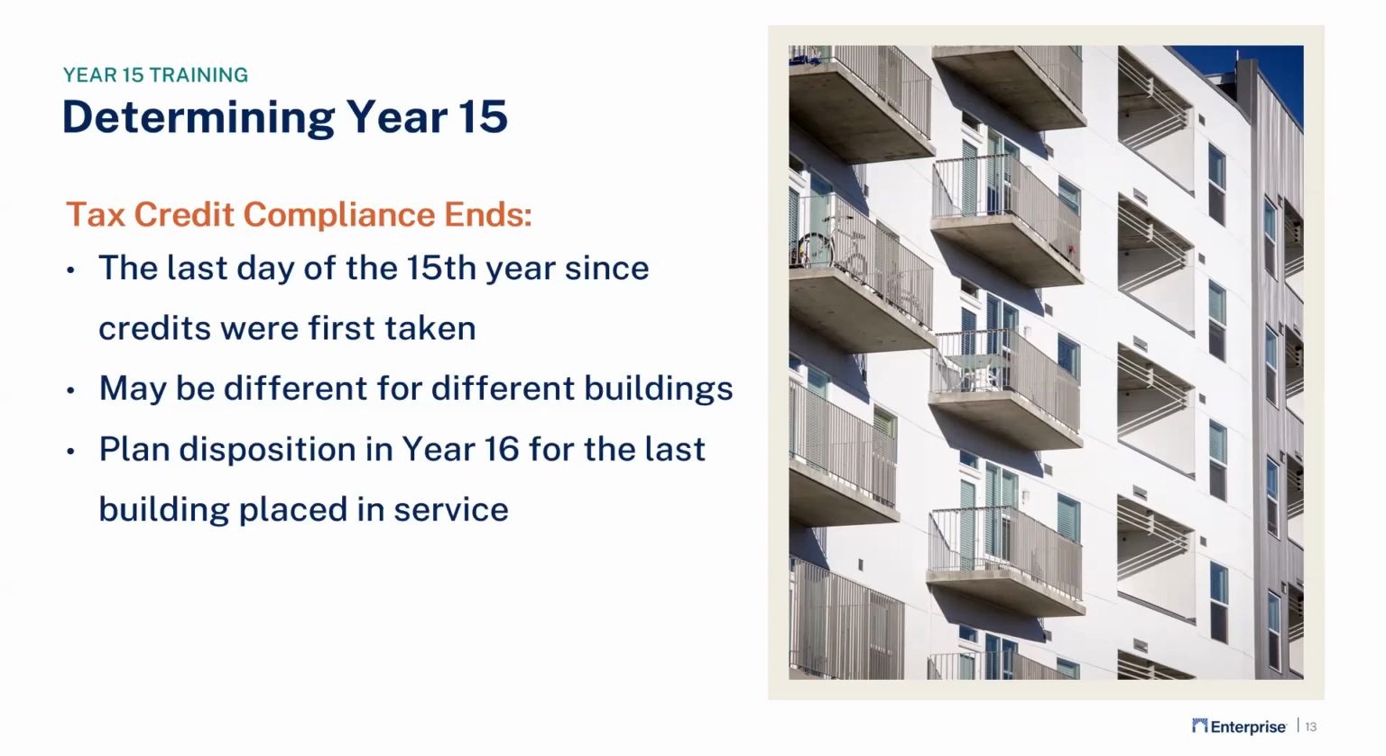If you have multiple buildings in your project, your year 15 may be different. So you want to plan the disposition for that project that has multiple buildings in year 16 of the last building that was placed in service. So the last building that was placed in service, that's when you count year 15. So if you have 4 or 5 buildings and number 5 was placed in service in such and such a year, that's the year that you use to do your calculations for year 15.